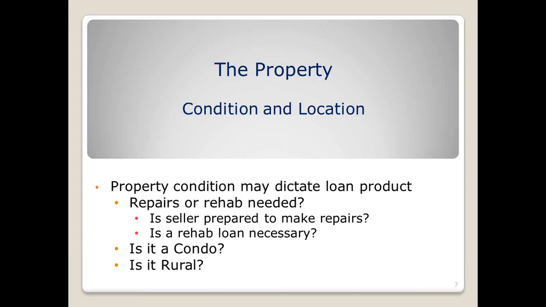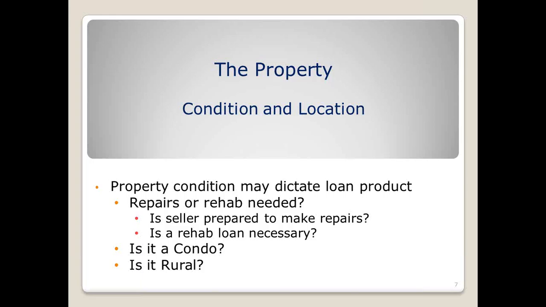Is it a condo? Condo has its own special list of guidelines. For example, in most cases with most lenders, the condo project needs to have some kind of a review. If it's FHA, it'd be on the list. If it's a conventional, it'd be on a list of lenders, or they'd be looking at that a little more closely.